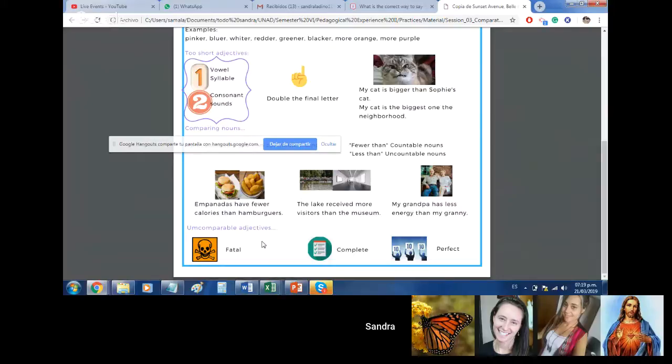Podemos utilizar cuantificadores que le dan como una impresión diferente, pero nunca los podemos comparar o resaltar en su forma negativa o positiva. Algo que es fatal simplemente es fatal, no lo podemos comparar con algo más. Algo que es completo, algo que es perfecto, no se utilizan comparativos con ese tipo de adjetivos. Para obtener una lista completa de ese tipo de adjetivos, solamente buscamos en internet uncomparable adjectives y nos va a salir una larga lista de adjetivos que no se pueden comparar para nuestras próximas clases.